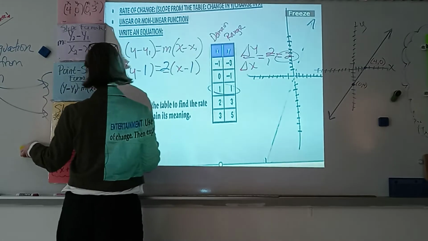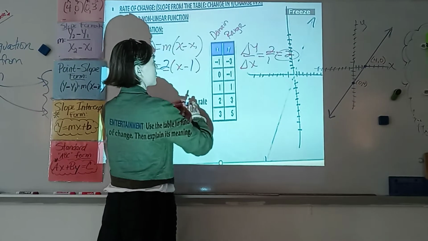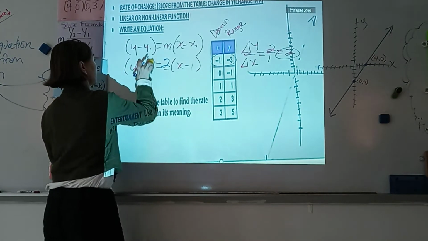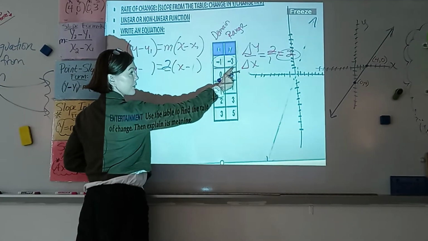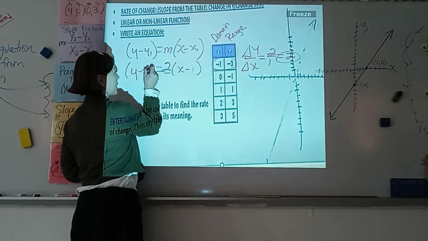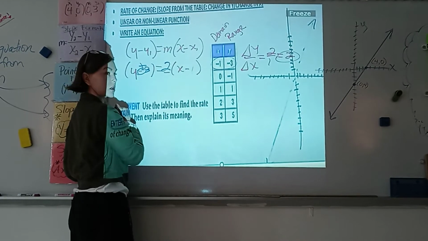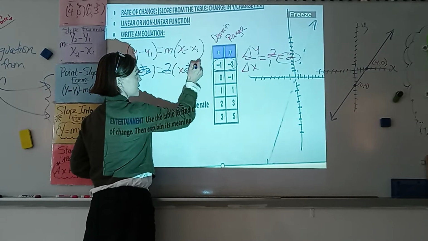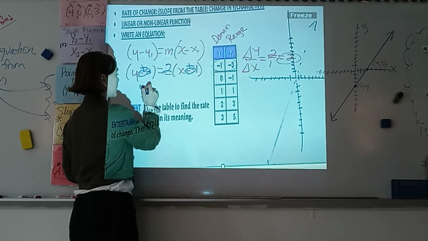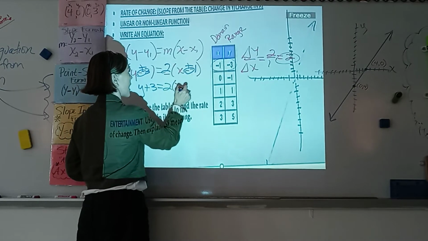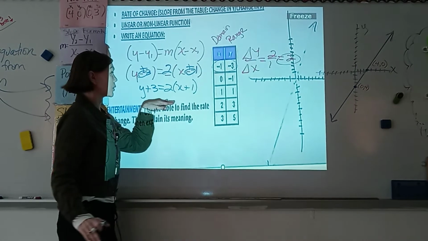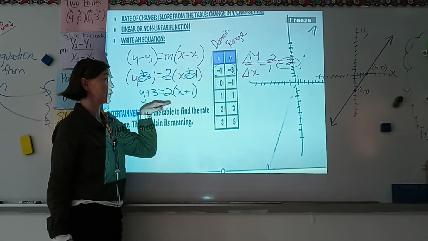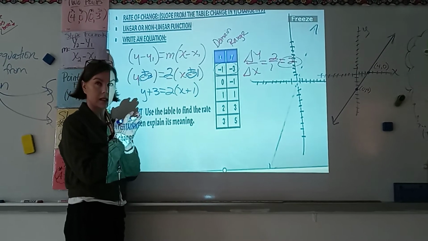But what if you didn't have an easy point like that? Let's choose this one, -1 and -3. Well, what is your y value? -3. So we would put -3. That's a double negative, so we circle and put the plus. And then we have a -1 for our x value, so we circle and put the plus. So your final answer would be y plus 3 equals 2 times x plus 1. And you just wrote the equation of a line from a table in point slope form. Yes, it is that easy.